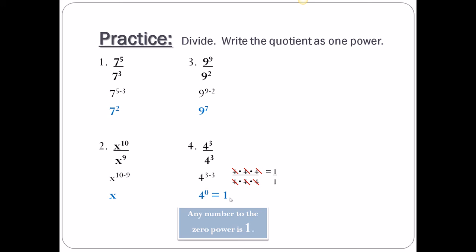You would automatically say the answer is 1. All right? If you even have 1,000 to the 0 power, the answer is 1. Because that means 1,000 divided by 1,000 is not 0. 1,000 divided by 1,000 is 1.